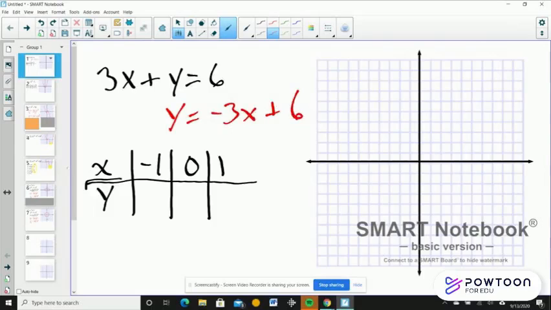And now we can plug points into the function. So if we plug -1 in for x, we'll get 3 plus 6, which is 9. If you plug 0 in for x, you get 6. And if we plug 1 in for x, we get 3.